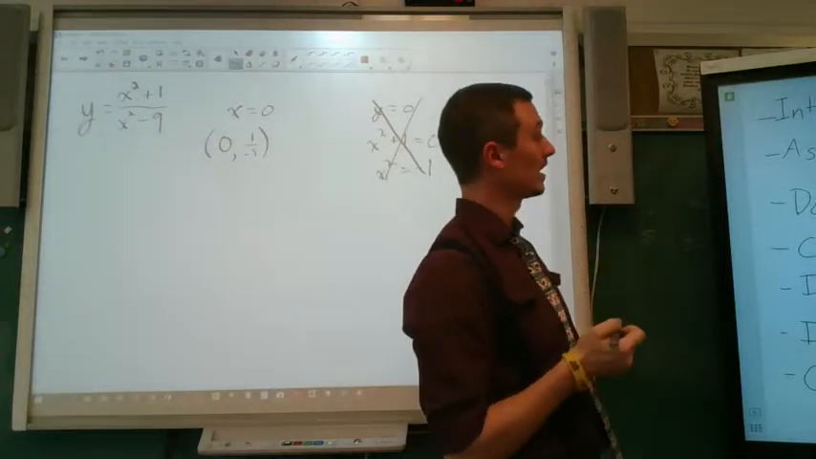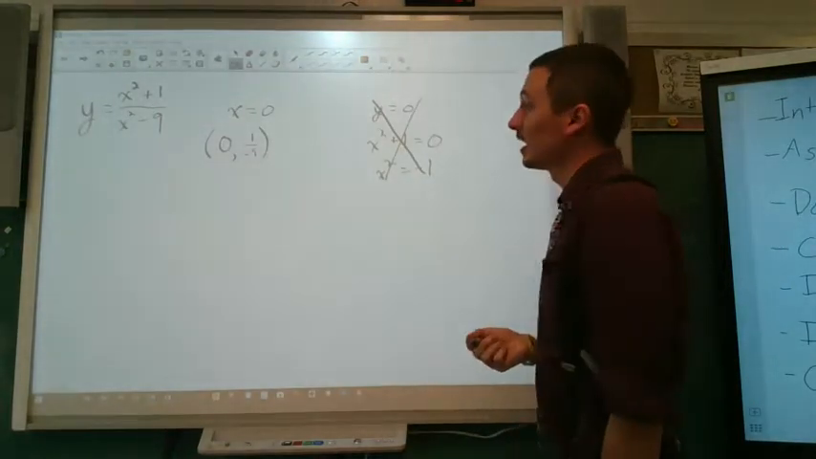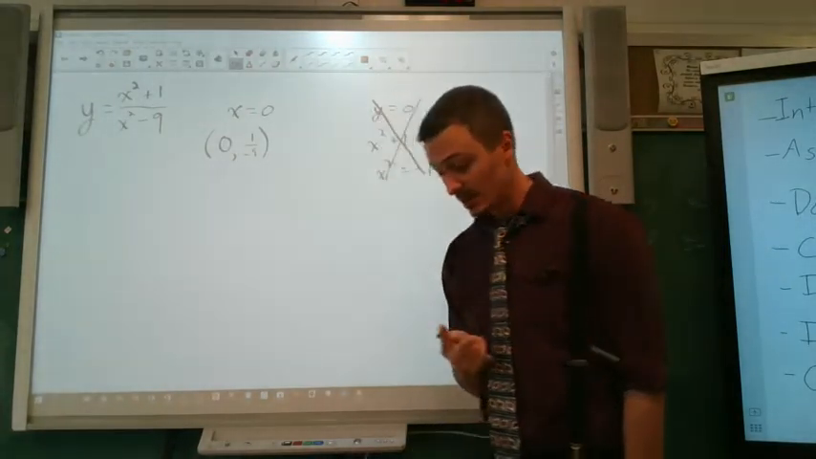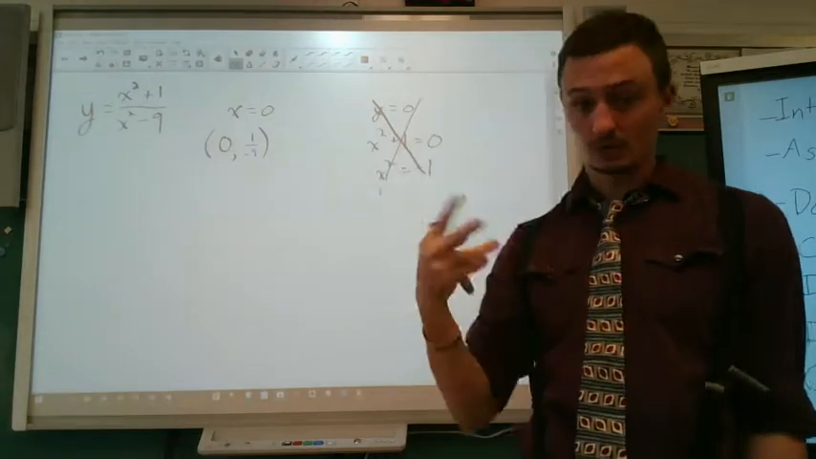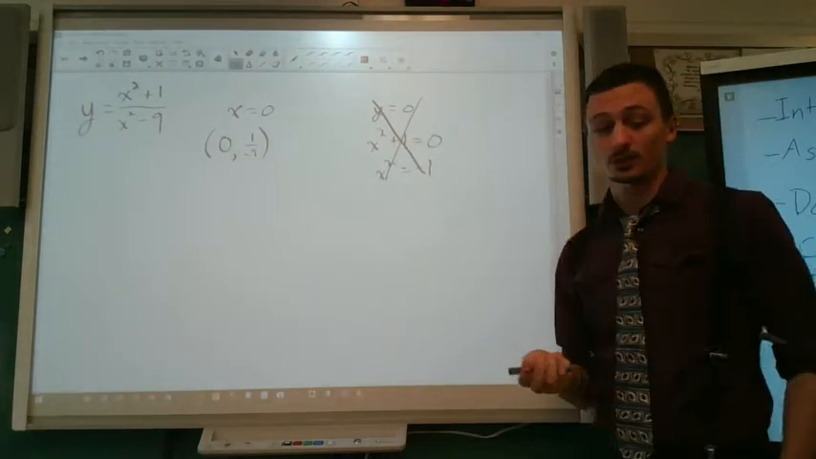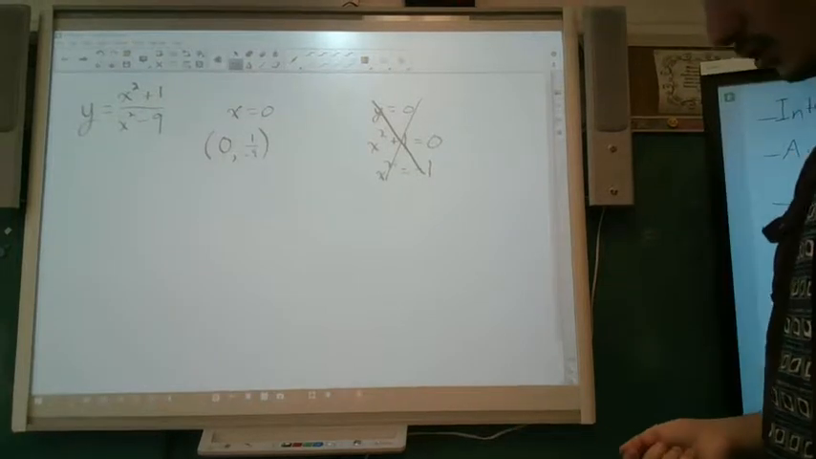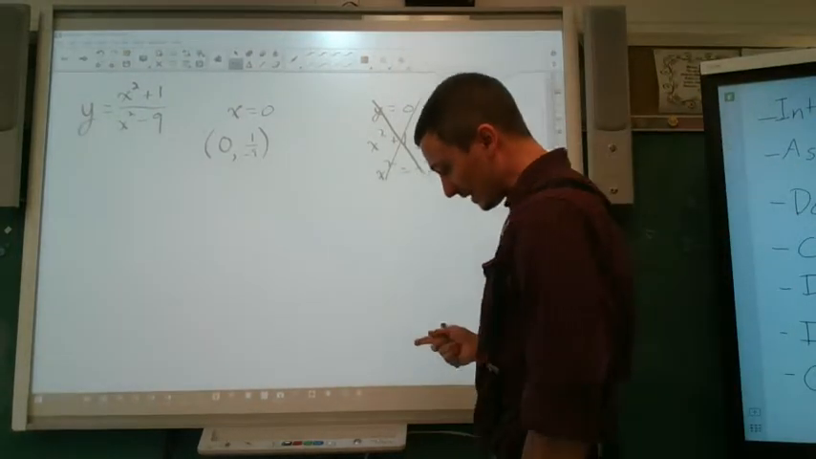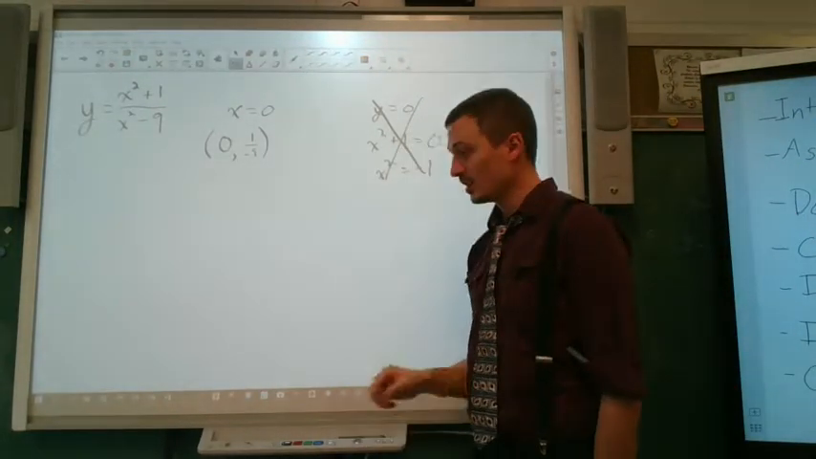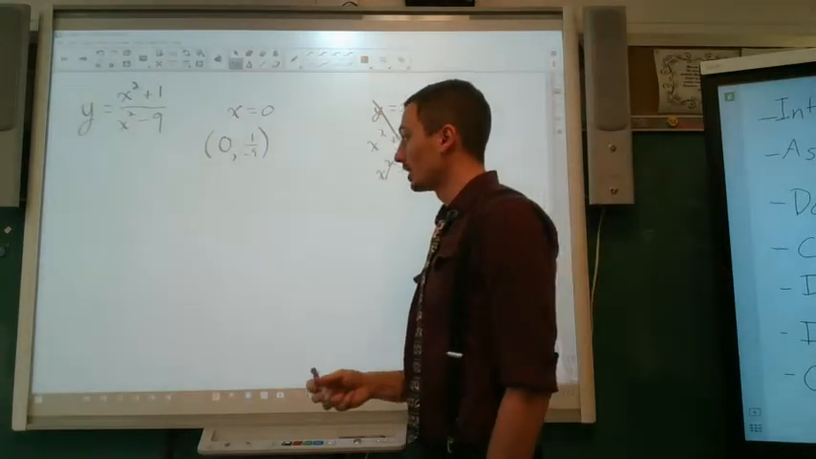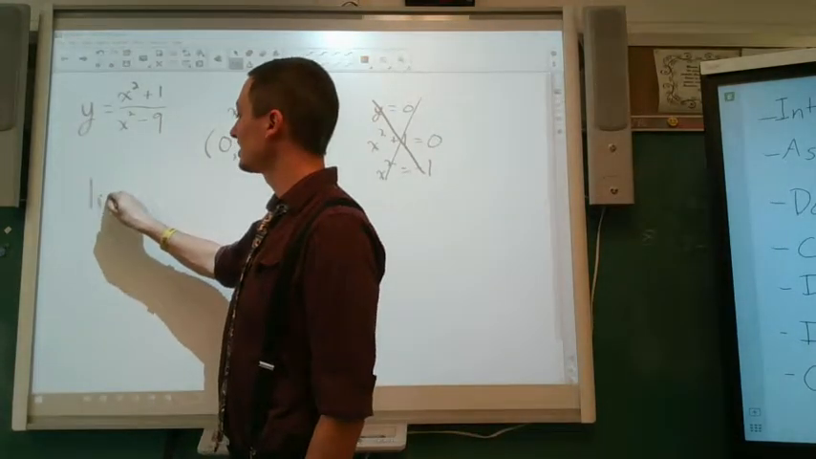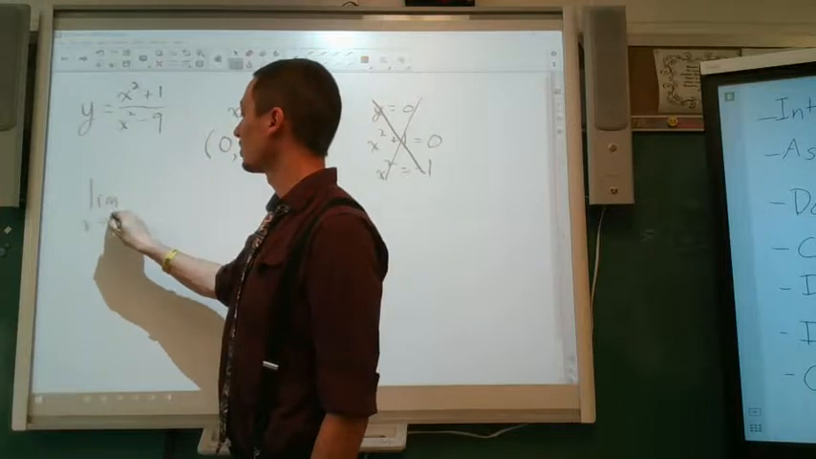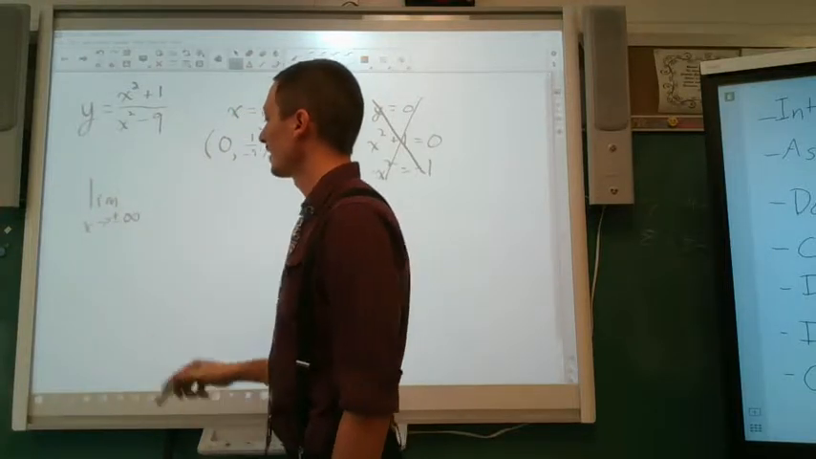So the next thing we want to find are the asymptotes. There are two types of asymptotes, the horizontal and the vertical. The horizontal asymptote is the end behavior of the function. So we're going to look at the limit as x is approaching positive or negative infinity.